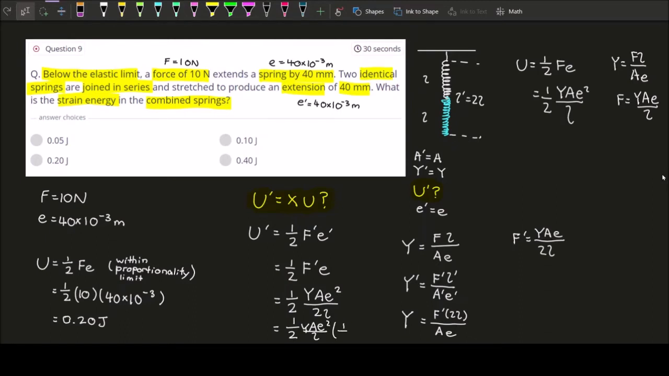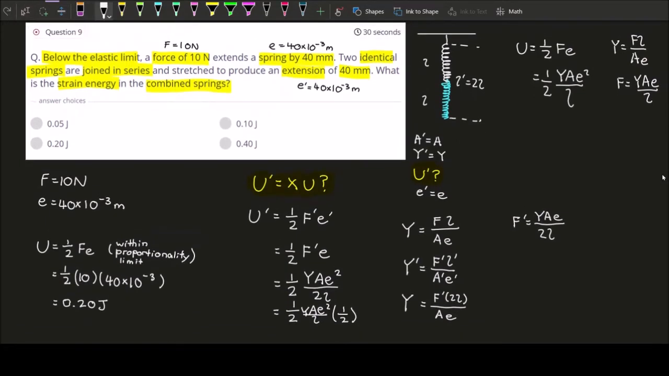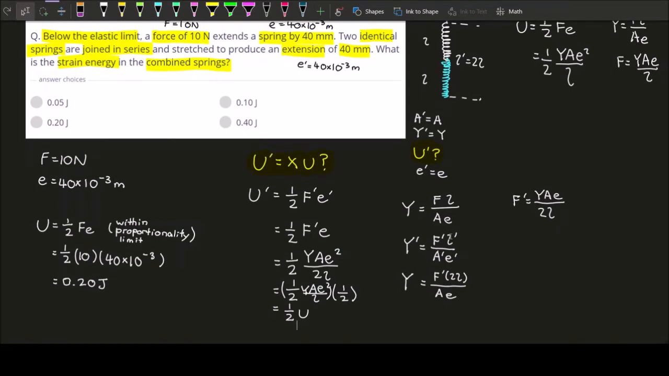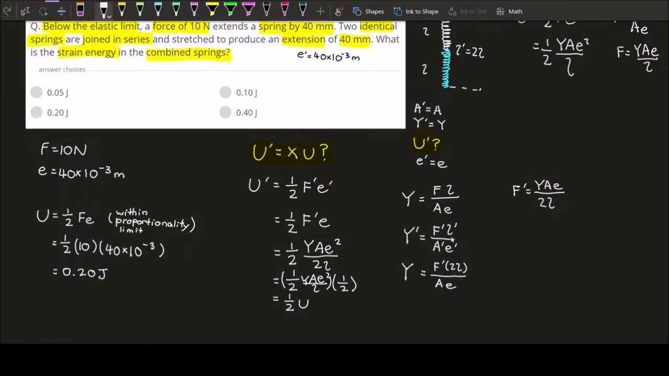Then you'll be left with a half outside. That will mean, if I proceed a little bit downwards, that this whole thing here is the old strain energy. So the new strain energy is half of the old strain energy. If it's half of the old strain energy, a bit of calculation left: substitute in the old strain energy, which is 0.20, then we end up with the answer of 0.10 joule. And that's our answer.